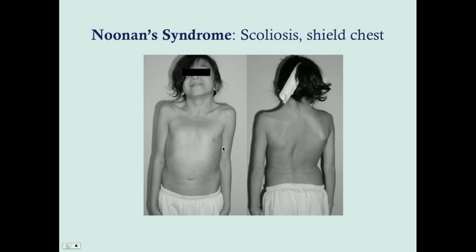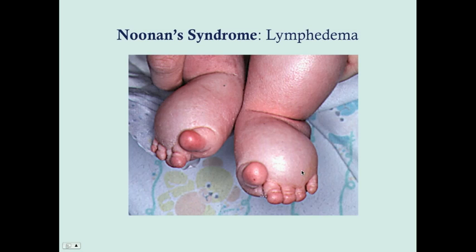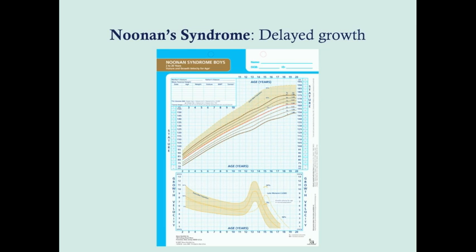So here's an example of shield chest. This is something you can also see. You also see the widely spread nipples. You see a little bit of neck webbing here. That's also something you can see in Noonan's, and then scoliosis. Lymphedema can be seen as well, and this can be seen anytime during infancy. It can also be seen during adulthood, adolescence, so that's something to keep an eye out for as well.